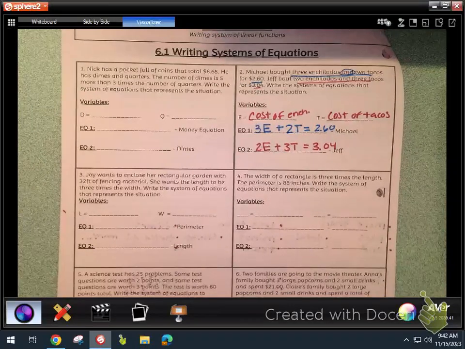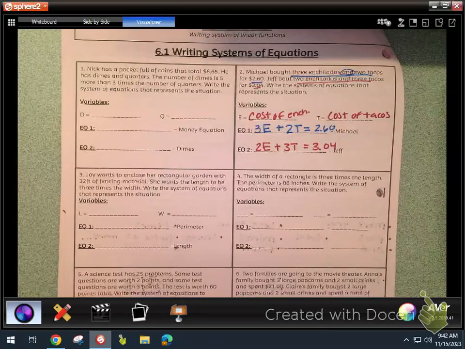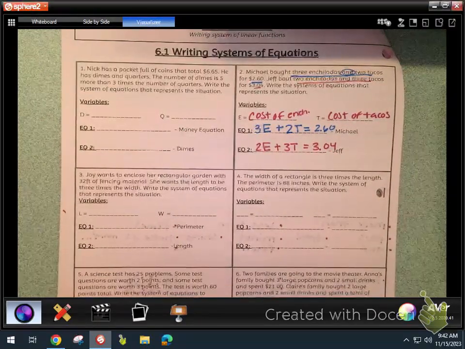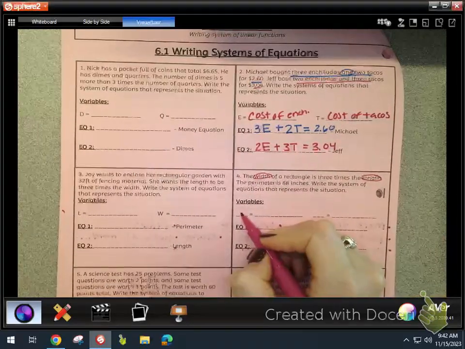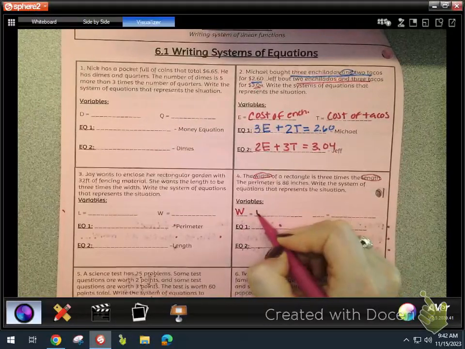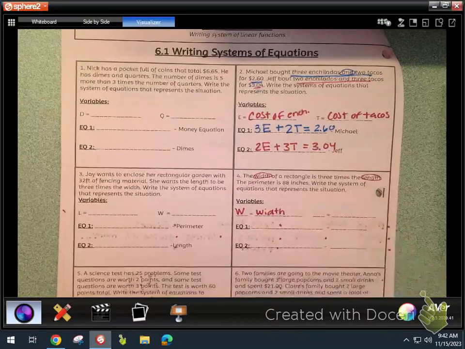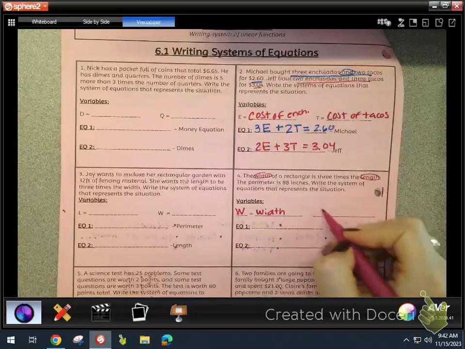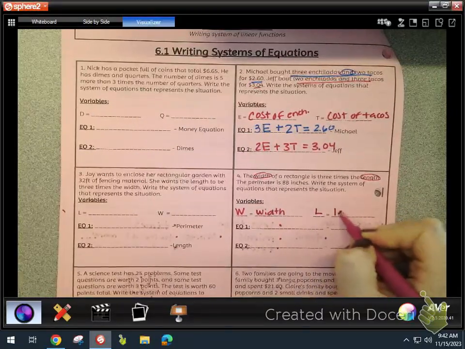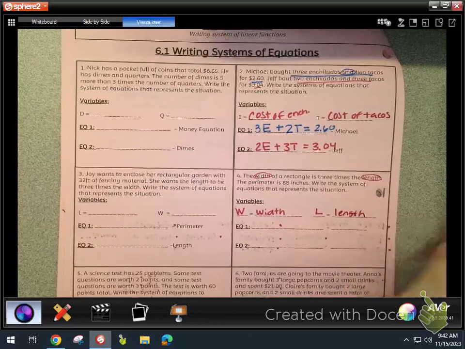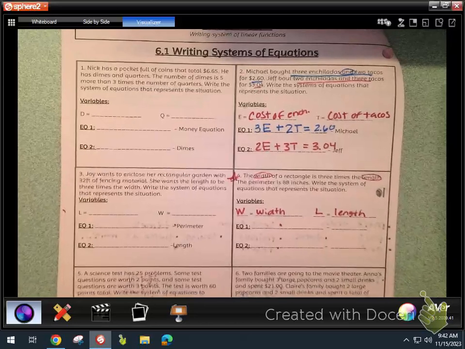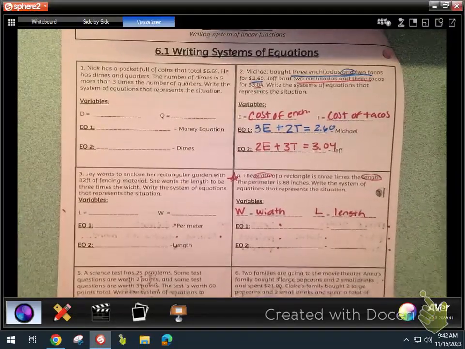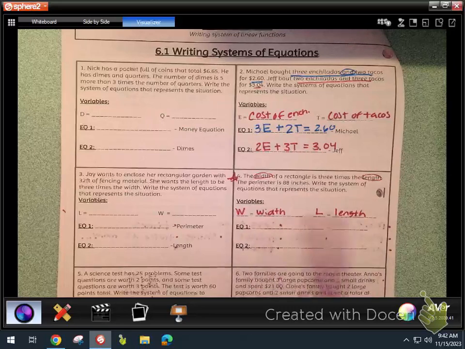So what are our variables? The width and the length. Okay? So it's talking about width and it's talking about length here. So let's use W is width and L is the length. Just FYI, I'm going to star this. Anytime you see the word perimeter, anytime, these will be your variables, length and width, okay?